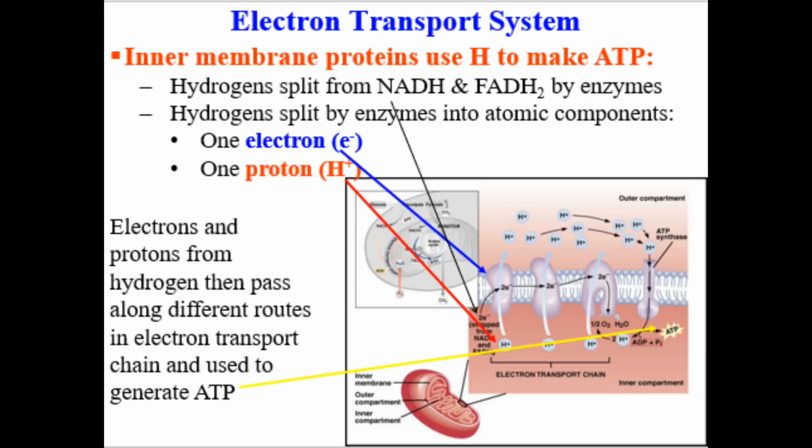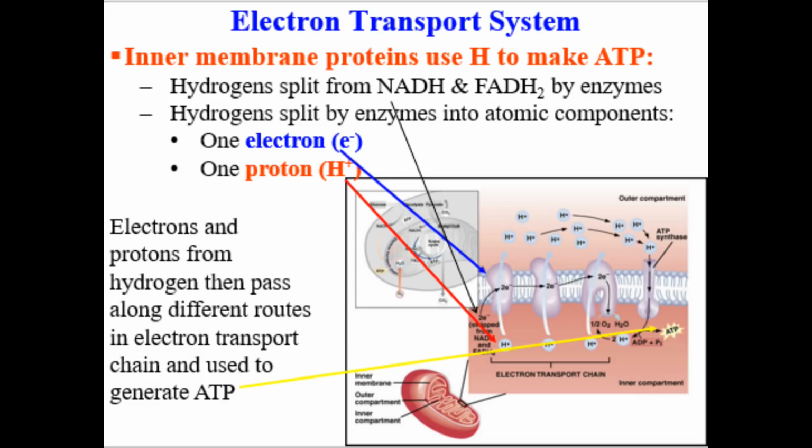The protons, which in all of these figures, the protons are going to be designated by an H+. That's not just hydrogen, it's a proton. It's part of a hydrogen. And the electrons are designated by the E's, electrons. So they have a negative charge, the protons have a positive charge.